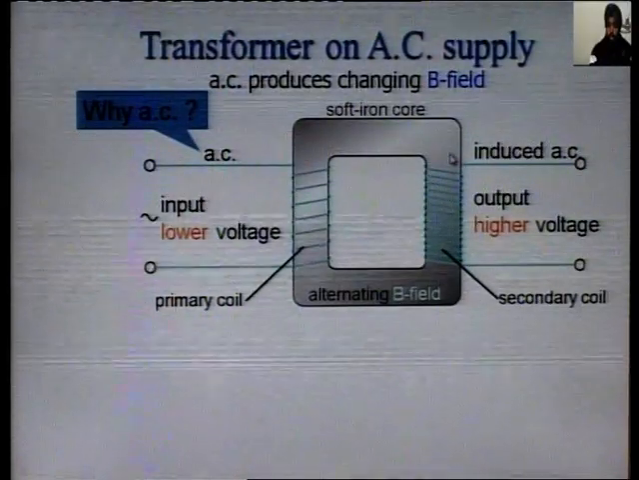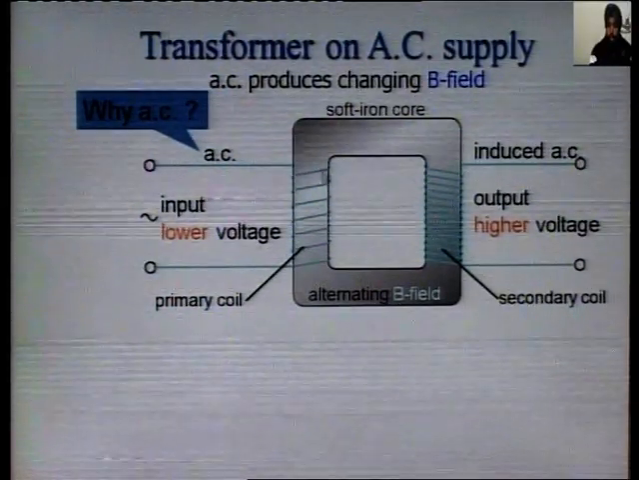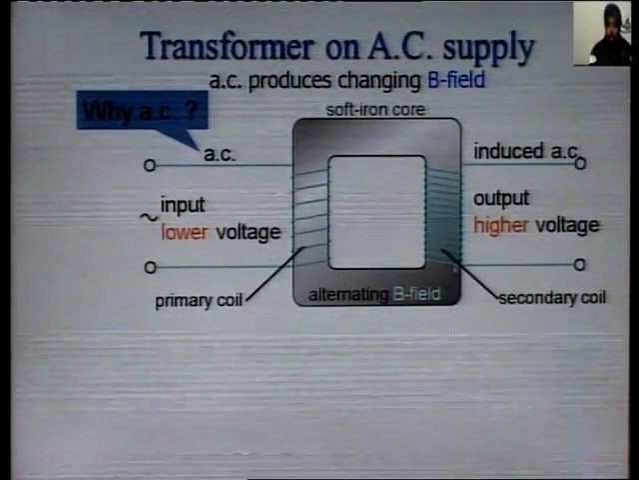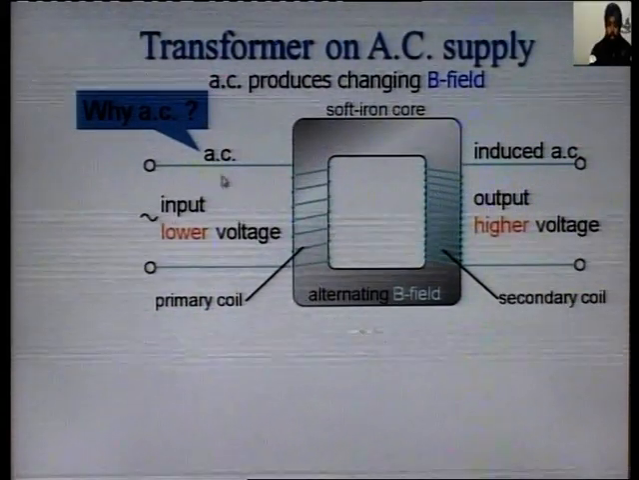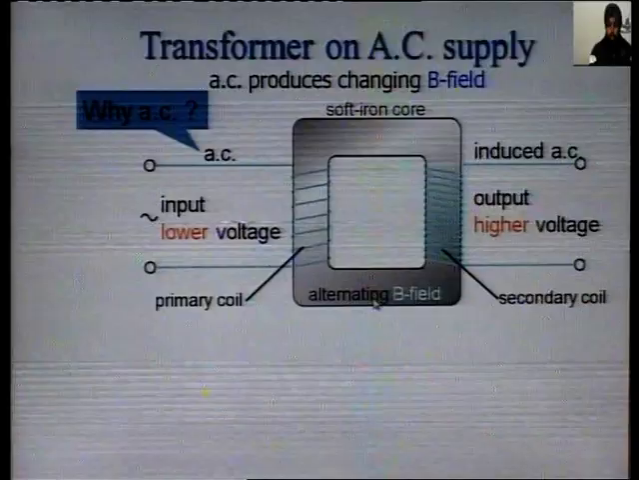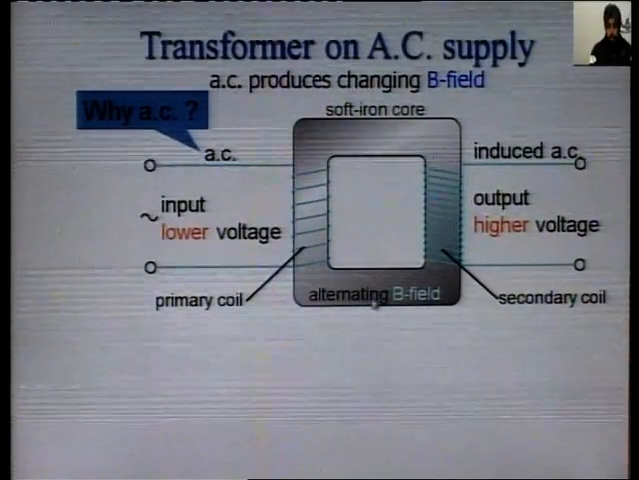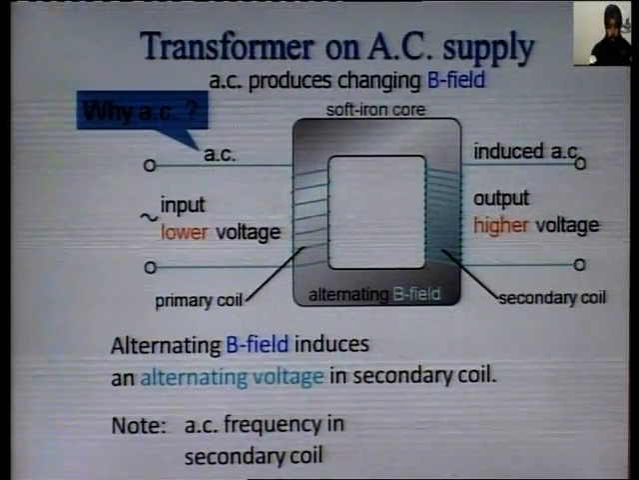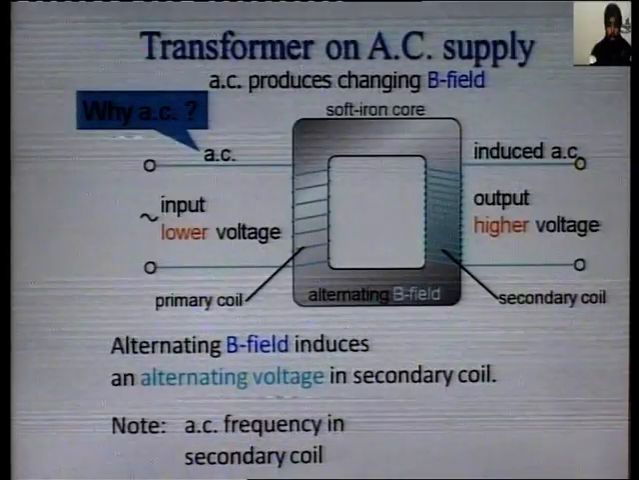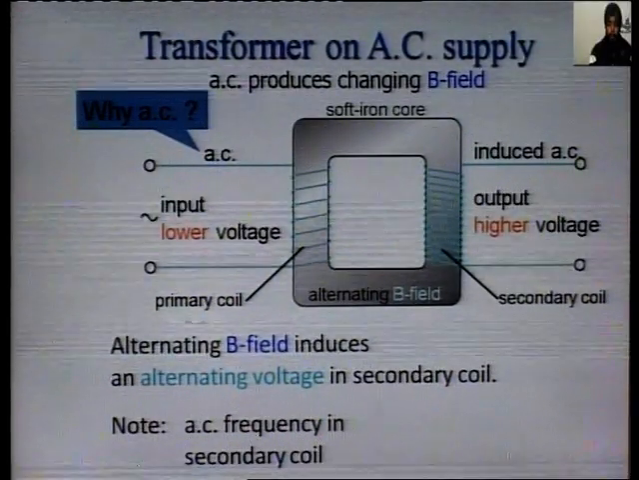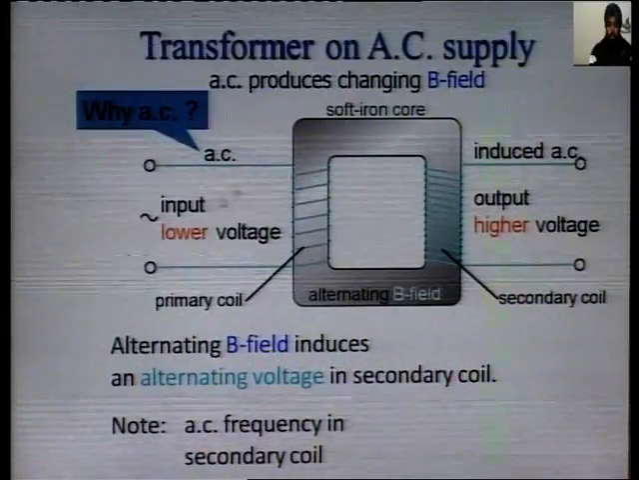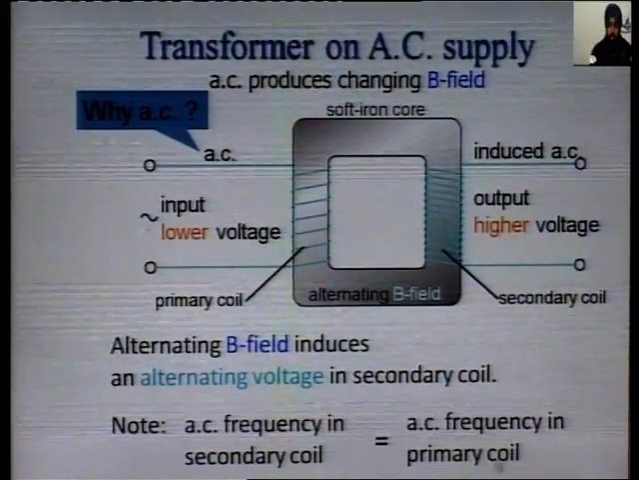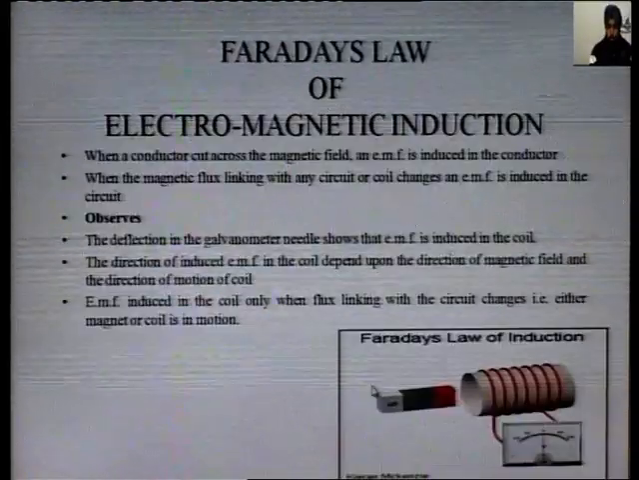In the case of DC, the magnetic field will not be alternating, so flux will not produce any EMF in the secondary side. So AC is used because it produces an alternating magnetic field in a soft iron core. An alternating magnetic field induces an alternating voltage in a secondary coil. In a transformer, the frequency of the primary and secondary remains the same. So AC frequency in a secondary coil will equal AC frequency in a primary coil.